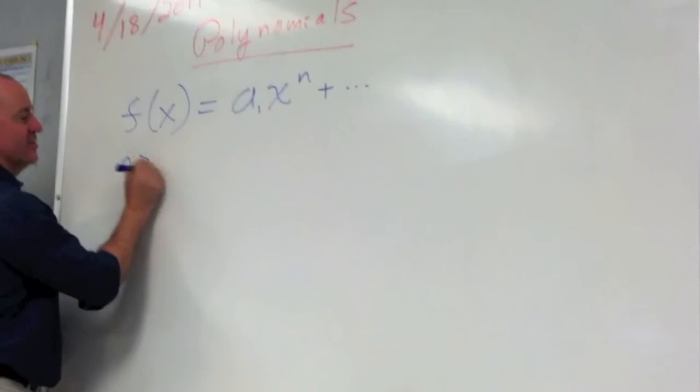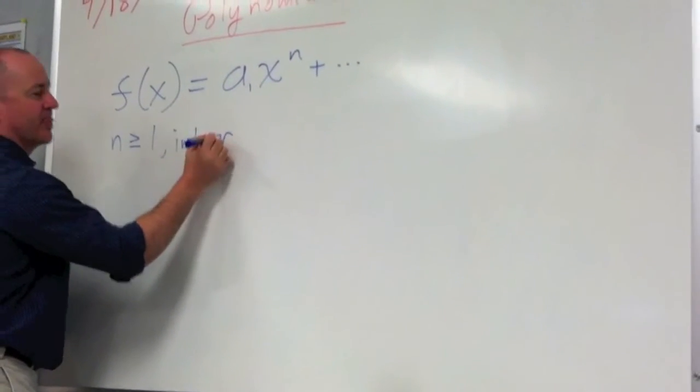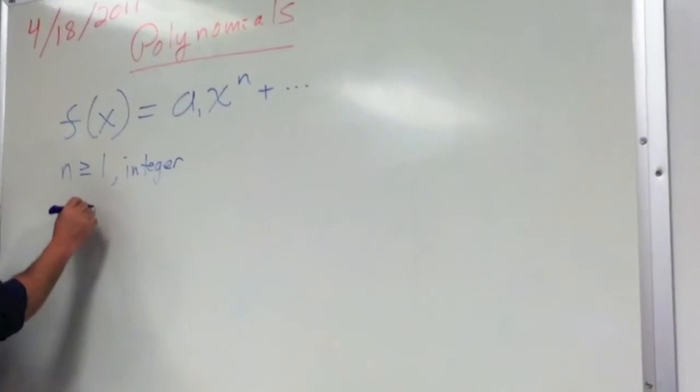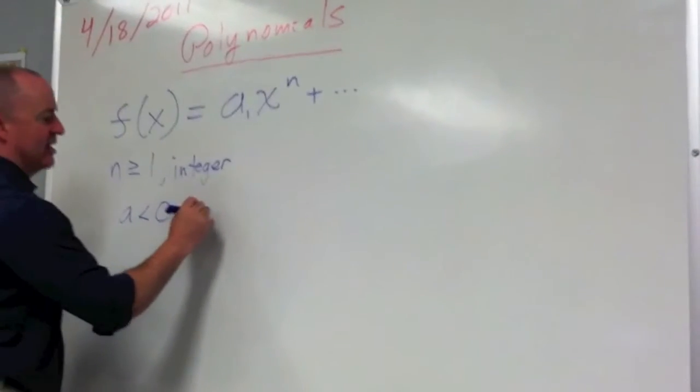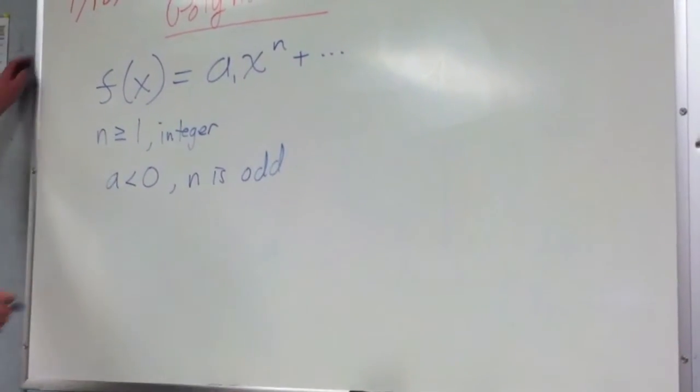N, again, greater than or equal to 1, and an integer. We're only looking at the first term. A is less than 0, and N is odd. Alba can spot a pattern so fast.